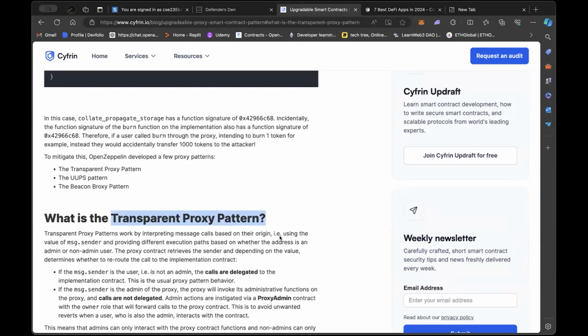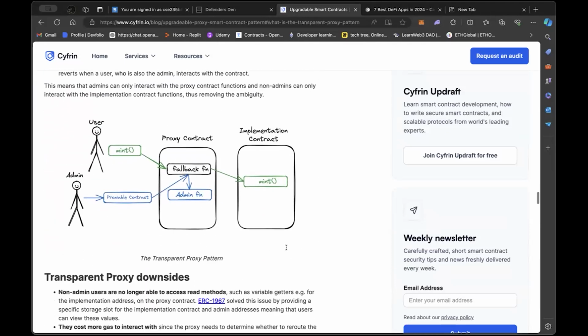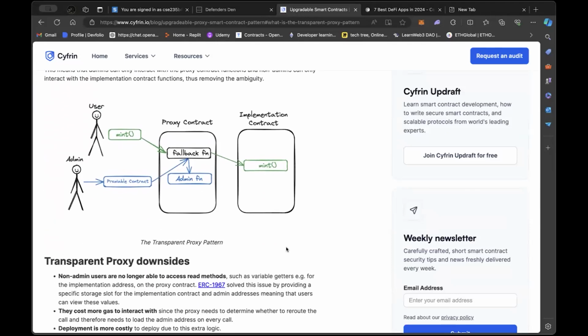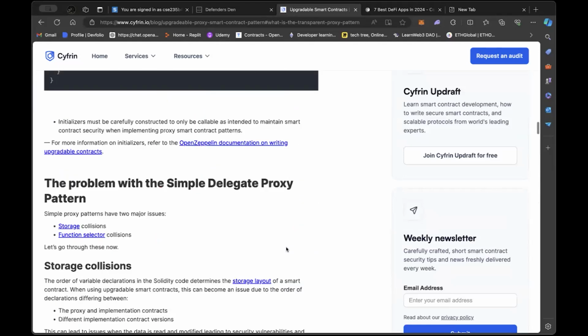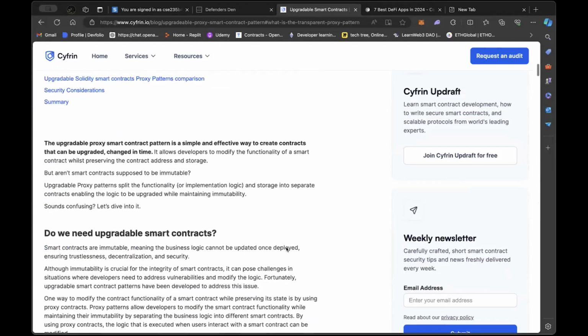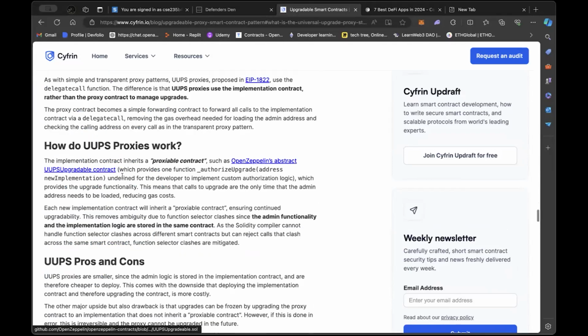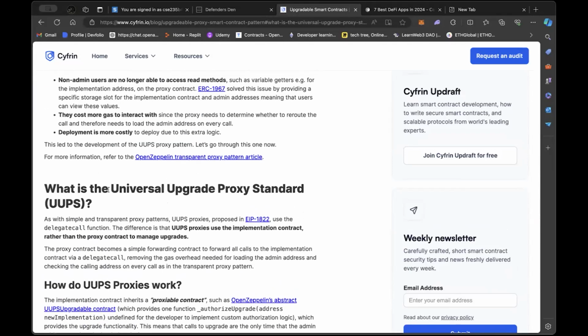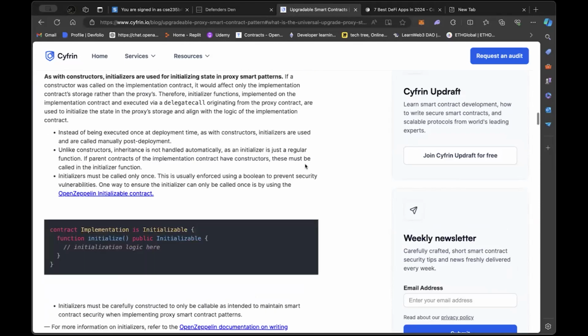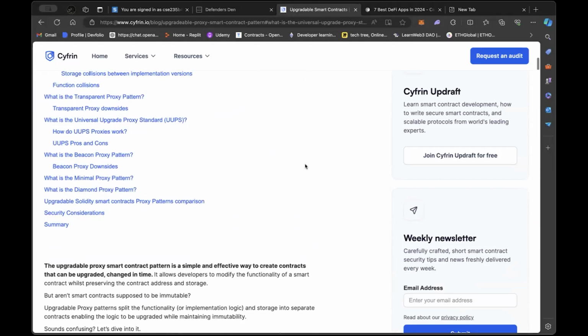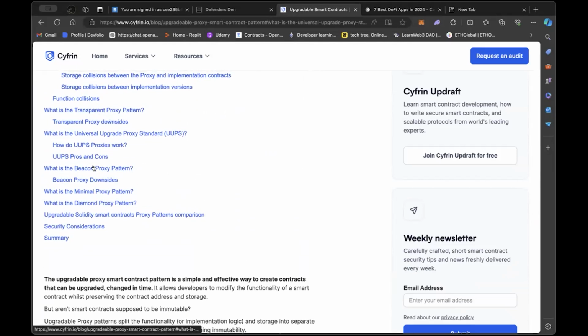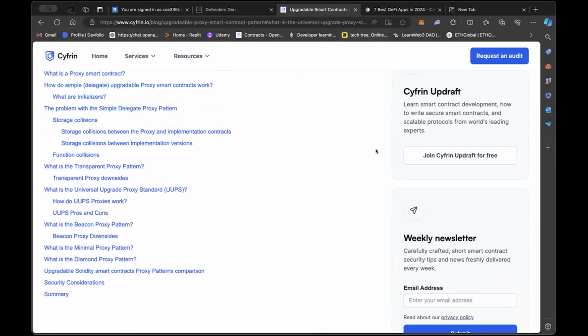This is an advanced topic. We will not go in depth into it. So this is the one method: the transparent proxy pattern. The other one is the Universal Upgradeable Proxy Standard, UUPS we call it. This is the second method, and the third method includes the beacon proxy, minimal proxy pattern and diamond proxy pattern. These are the methods to upgrade the smart contracts.